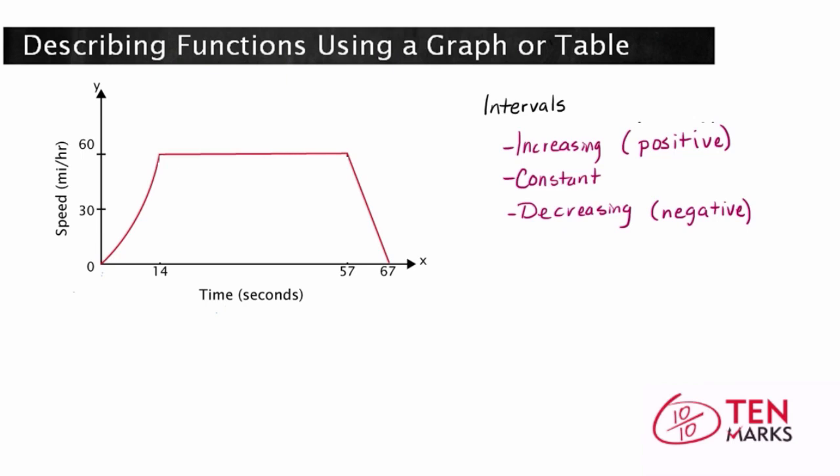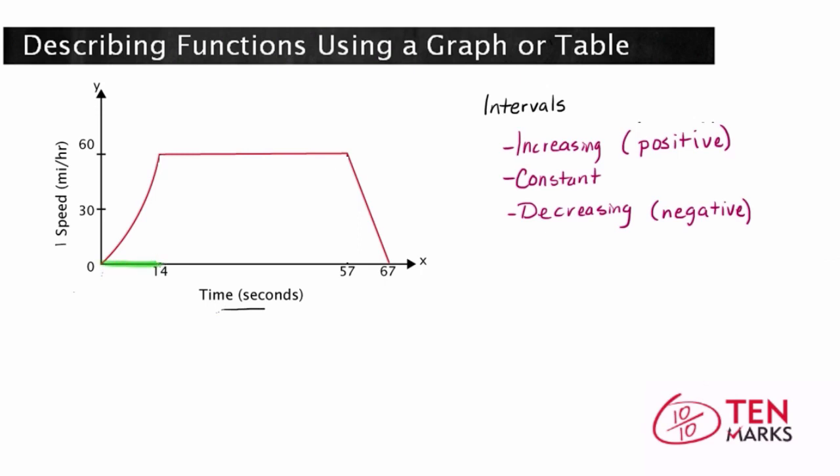This graph shows the speed of a car over time. You have time in seconds on the x-axis, and you have the speed of the car in miles per hour on the y-axis. Let's take a look at each section of the graph and describe what's happening in words. The first interval we'll look at is the interval between x equals 0 and x equals 14.